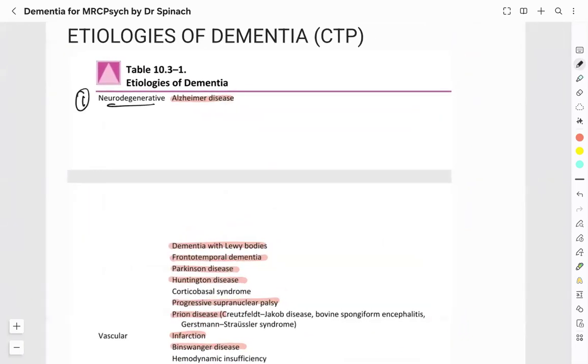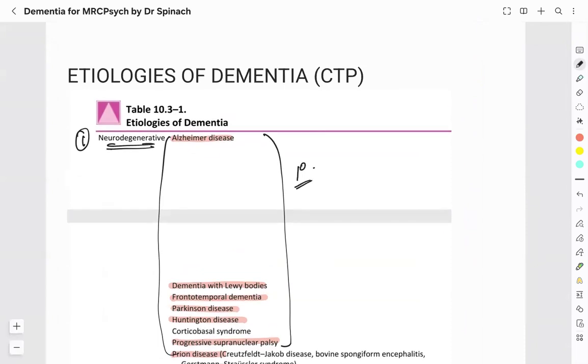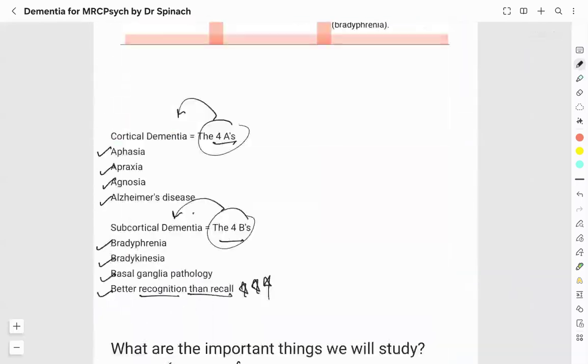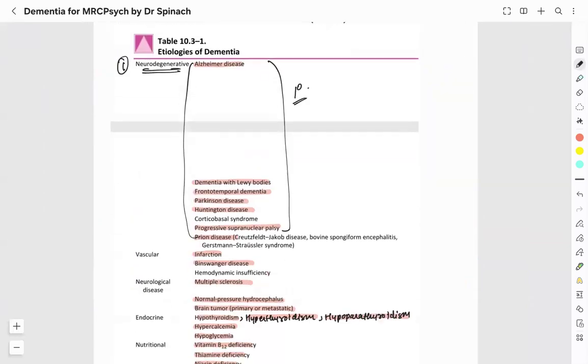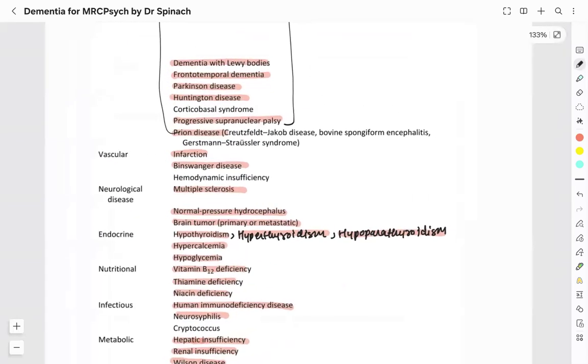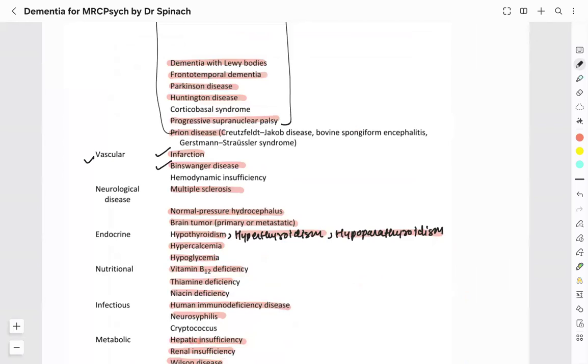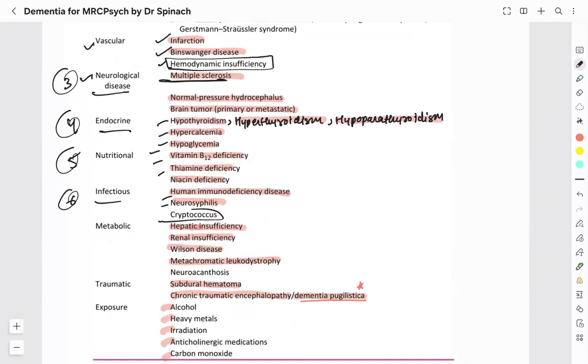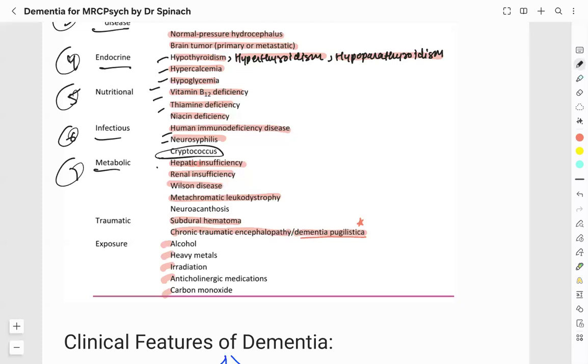Under neurodegenerative, we know all the primary kinds of dementia will come, primary degenerative dementias would come under neurodegenerative causes of dementia. And then we have vascular causes, which we already saw: infarction, Binswanger disease. Then there's hemodynamic insufficiency as well, which would come under this. Then we have neurological causes, multiple sclerosis. Fourth is endocrine causes, we have seen. Fifth is nutritional, we have seen. Sixth is infectious. We have seen, and cryptococcus is something they have added. Seventh is metabolic that we have already seen.